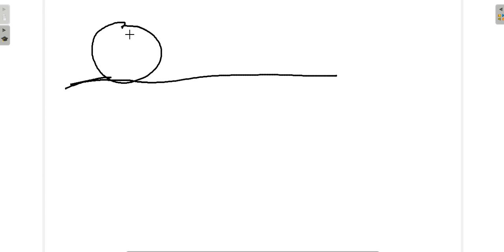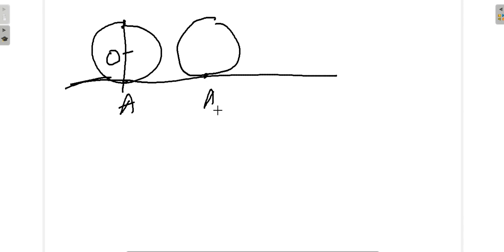Let us consider a situation in which we have a sphere and it is moving on this surface. Let's take this as point A. Let O be the center of mass. Suppose the body completes one full revolution in certain time t and it comes over here. So this point is now A dash and this center of mass is say O dash.